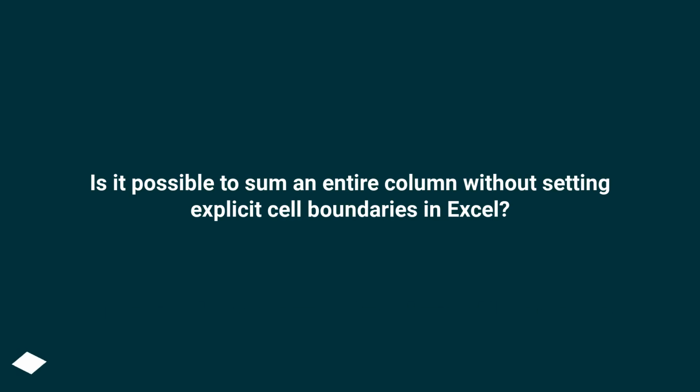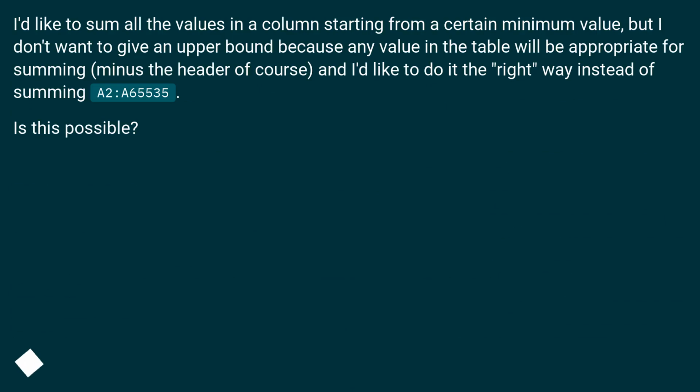Is it possible to sum an entire column without setting explicit cell boundaries in Excel? I'd like to sum all the values in a column starting from a certain minimum value, but I don't want to give an upper bound, because any value in the table will be appropriate for summing, minus the header of course. And I'd like to do it the right way instead of summing A2:A65535. Is this possible?